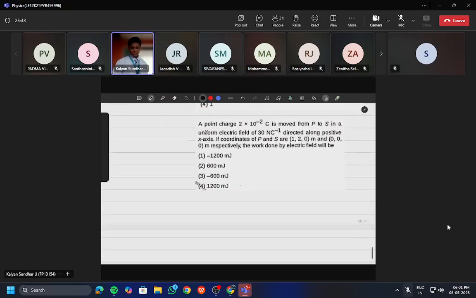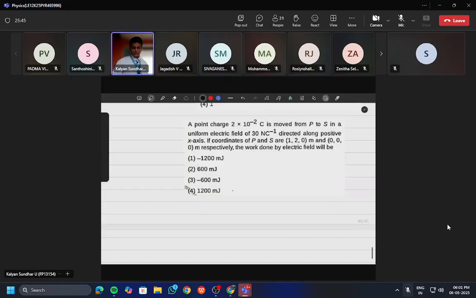This one. A point charge 2 into 10 to the power minus 2 coulomb is moved from P to S in a uniform electric field of 30 Newton per coulomb directed along the positive x-axis. If the coordinates of P and S are given respectively, find the work done in the electric field. So work done you have to find out.